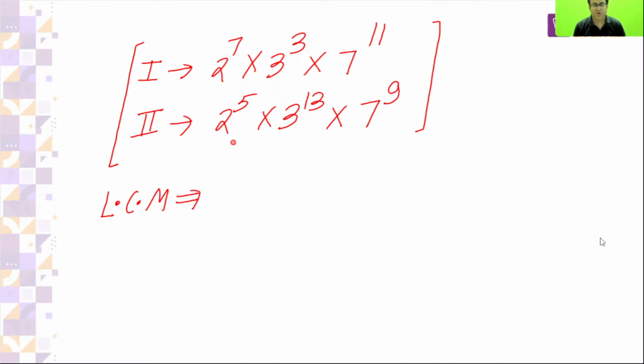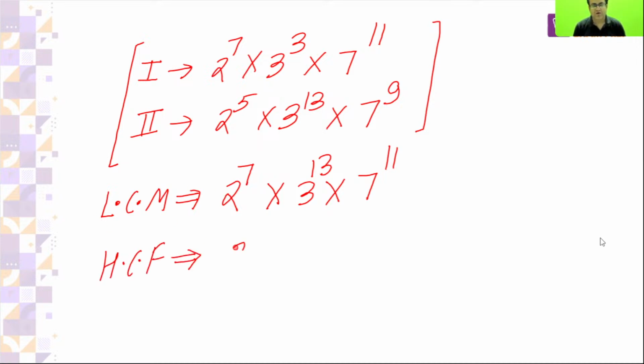For the LCM of these two, take the maximum power of 2, maximum power of 3, maximum power of 7 by comparing these two. Very good, Mr. Reddy. He's saying take the highest power. Very good, Vishal. Many students know about it. 2 to power 7 is the maximum power. 3 to power 13 is the maximum power, among 3 to 3 and 3 to 13. 2 to 7, 2 to 5: 2 to 7 is highest. 7 to 11, 7 to 9: 7 to 11 is highest. So I expect that LCM is clear to all of you.